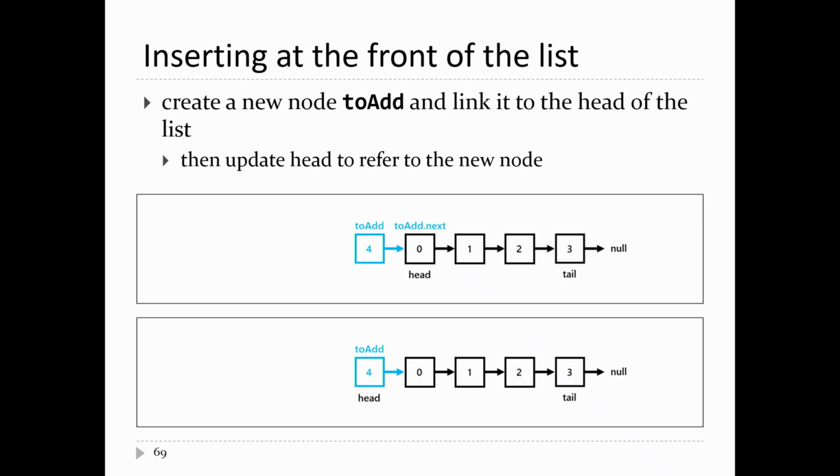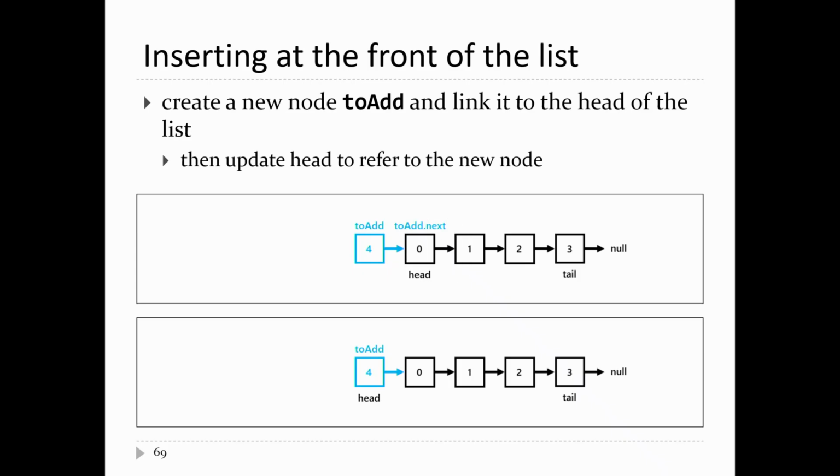So how do I add a new element to the front of an existing list? I'm going to make a new node that stores the new element. I'm going to call that toAdd, the one in blue. I want to make a new node that holds the new element, and I want to hook it up to the head node.